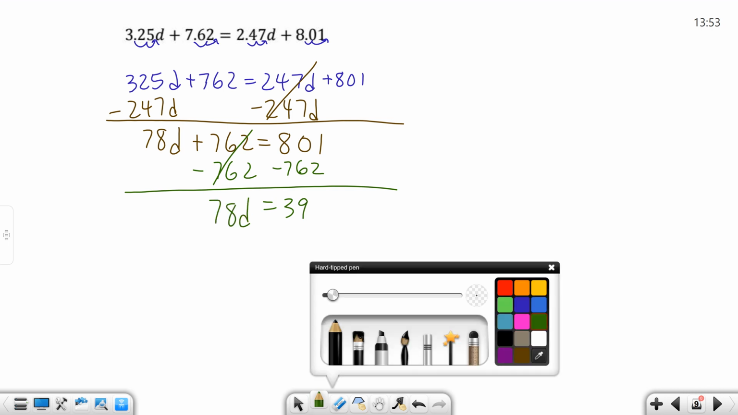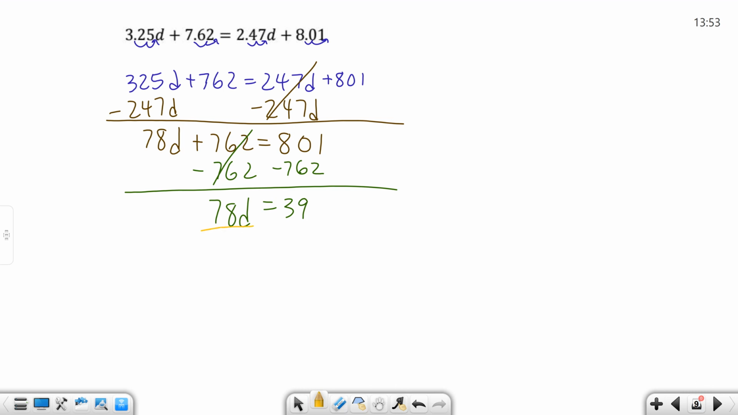78d equals 39. And then I divide both sides by what? 78. And then I go, wait a minute. Those two numbers, are they related at all? Sure enough, 2 times 39 is what? 78, right? 2 times 39 is 78. So then 39 goes into 39 once and 78 twice, so this is 1/2. Oh, wait a minute. But I don't want to give it in fraction form. I want to give it in decimal form. So what is 1/2 in decimal form?